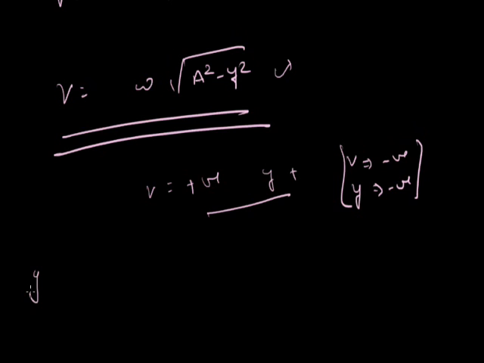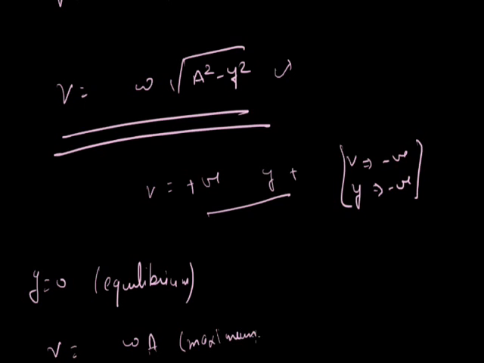And the important thing over here is v equals omega under root of a square minus y square. When y is 0, that is when the position is the equilibrium position, the velocity is what? Omega a. This is the maximum velocity possible of the oscillation. So we can say at the equilibrium position we have the maximum velocity of the system, right? If anybody is oscillating, at its equilibrium position it has the maximum velocity.